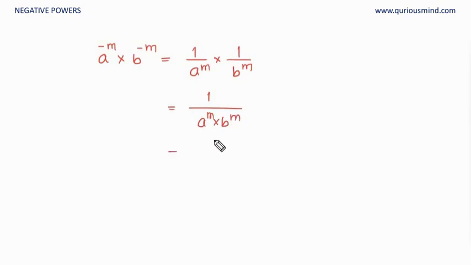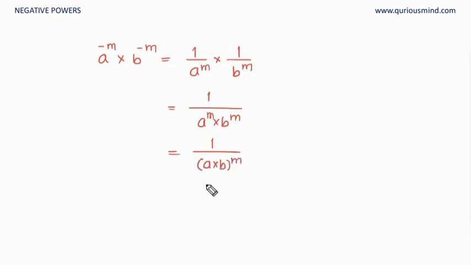So it would be a raised to minus m multiplied by b raised to minus m, which is equal to 1 upon a raised to m, into 1 upon b raised to m. That is the same as 1 upon multiplication of fractions. We know numerator with numerator, denominator with denominator: a raised to m into b raised to m. But we know a raised to m into b raised to m is the same as a into b raised to m.